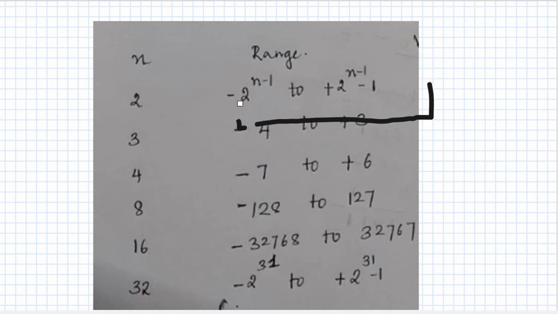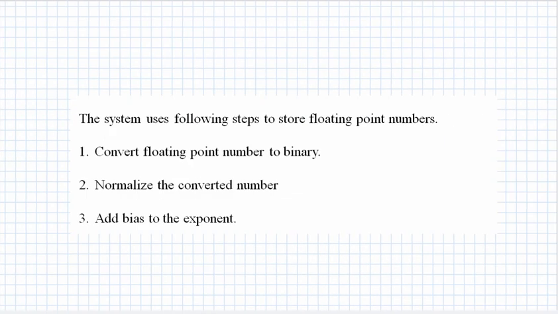Now let us understand the range for higher values of n. When n is equal to 3, we just saw it is minus 4 to plus 3. If n is equal to 4, it is minus 8 to plus 7. For 8 bits, it is minus 128 to 127. For 16 bits, the values go up to this. And for 32 bits, it is minus 2 to the power of 31 to plus 2 to the power of 31 minus 1. This was all about the integer data type.